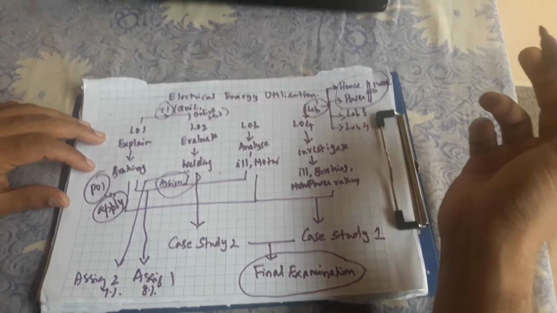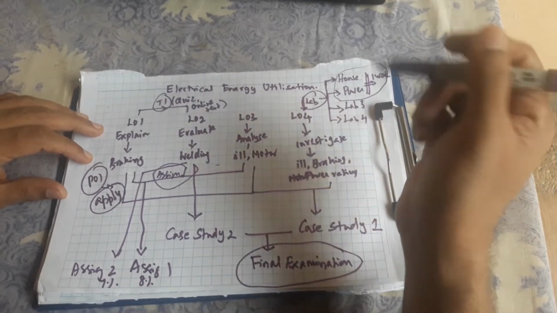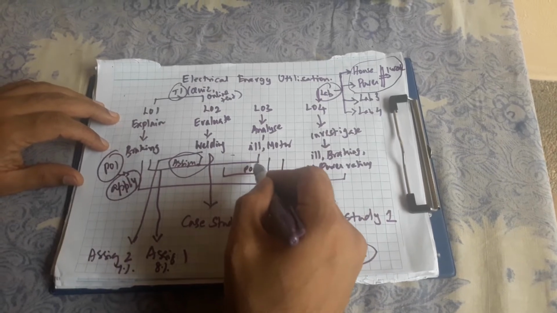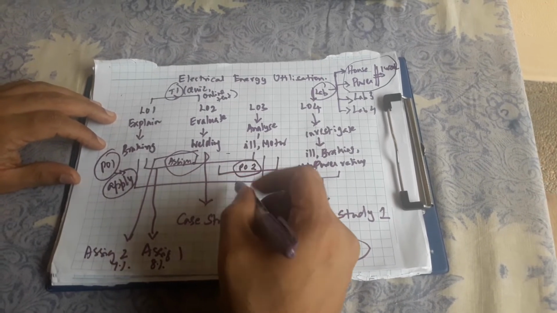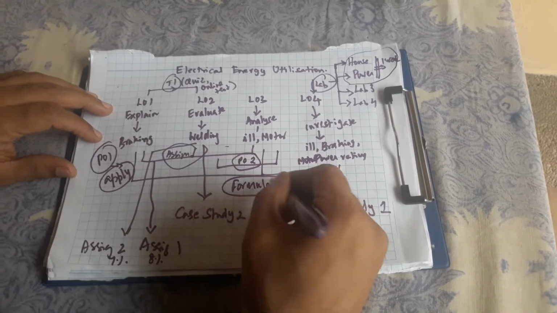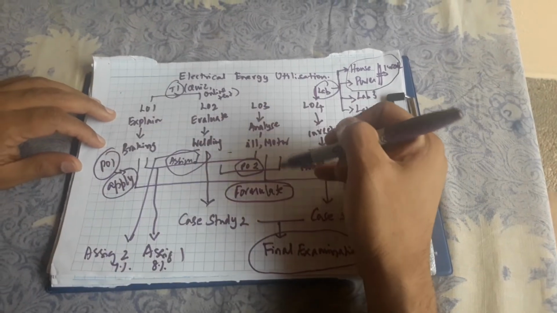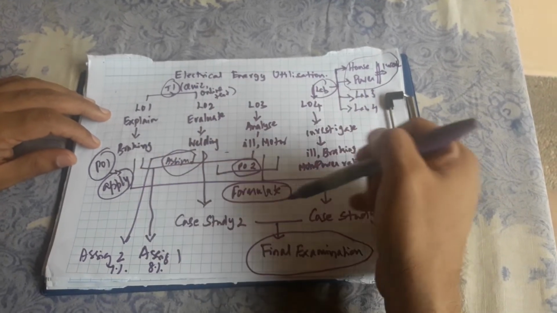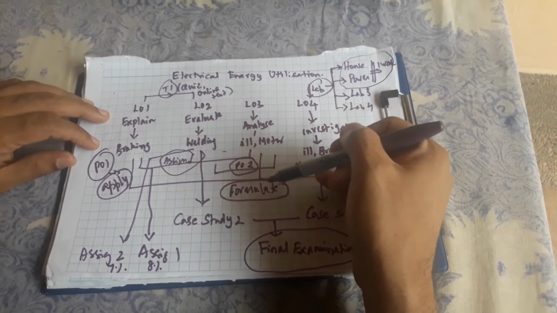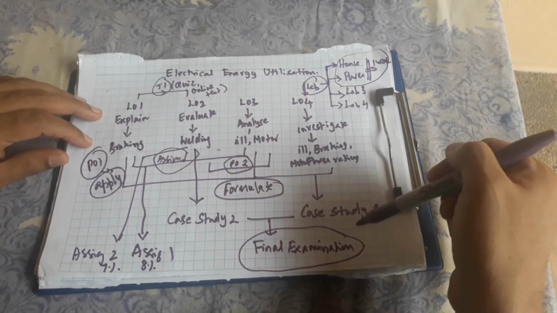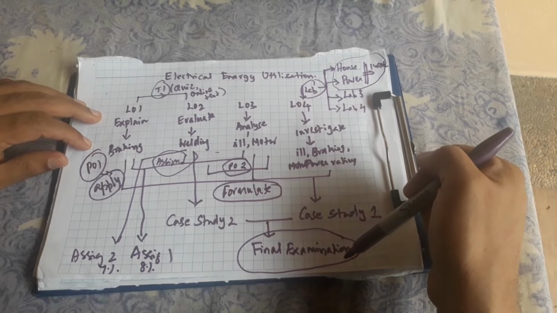PO2 is formulation. Formulation is covering LO2 and LO3, which is PO2, which is formulation, formulate a theory or formulate some sort of hypothesis. So this one also can easily cover either in the case study or in the assignment, or you can also map it to the LO3 when you are integrating the LO3, LO4 and LO1 for the case study 1, which will be the final examination done.